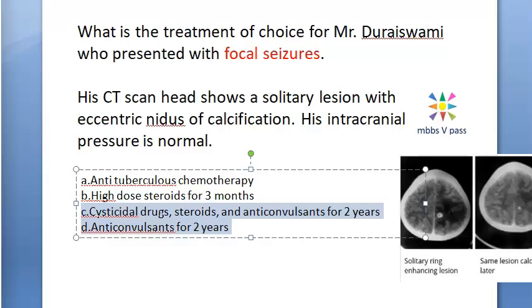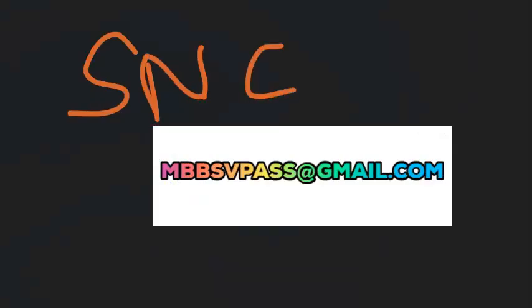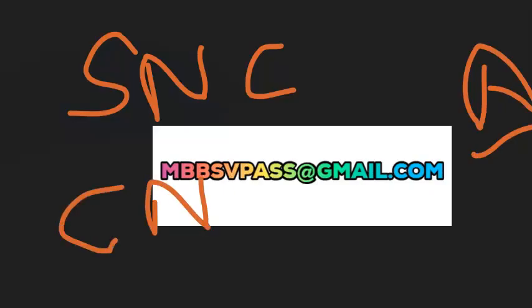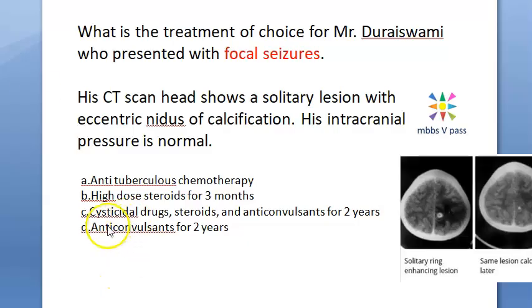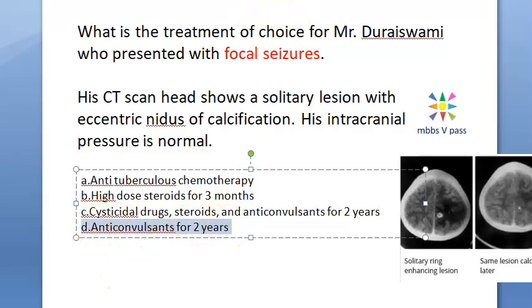You see, if it is simple neurocysticercosis, then if you just give anticonvulsants, it's enough. Okay. But if it is complicated neurocysticercosis, if there are multiple lesions, or if there is intracranial tension, that is intracranial pressure is increased, only then you will have to think about it as complicated neurocysticercosis. Here it is more like a simple neurocysticercosis to me. So according to the textbook, I am going with anticonvulsants for 2 years. Okay.